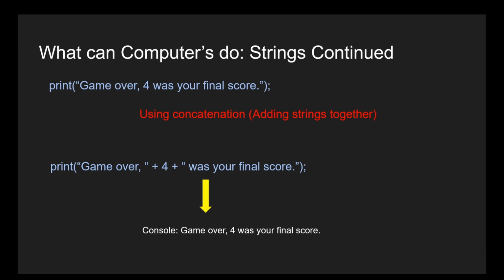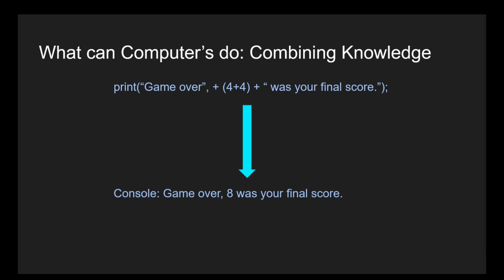Doing this, we can easily print out multiple different strings and integers together in one print statement. We could also combine the two lessons we learned thus far and do something like "game over" plus 4 in parentheses plus 4 "was your final score." In this case, let's say we're making a game which gives you a base score, then 4 points for a certain task you completed. This demonstration also displays another important part of programming, which is that oftentimes to get your program to be the most efficient, you have to combine aspects of code.